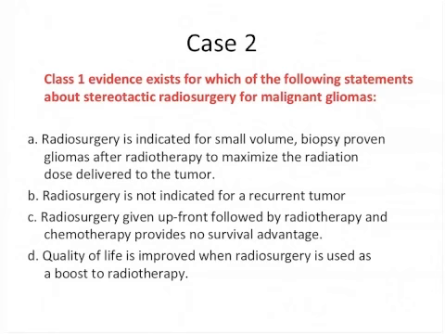And Doug, perhaps you can just start going through. Well, although I may believe A, there's no Class 1 evidence for that. Right. So it certainly exists for C, that there's no role up front. And we can just leave it at that, I think. Great. Okay. All right. So, yeah, the correct answer here is C, radiosurgery given upfront followed by radiotherapy and chemotherapy provides no survival advantage, at least in terms of Class 1 evidence results.